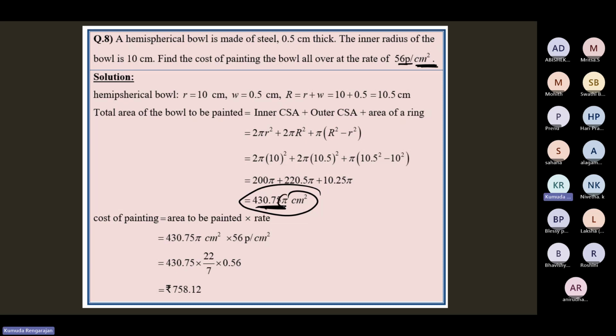Don't forget the pi, children. Here you can see the pi. So whatever is this one here, 430.75 pi into 56 paise. So 430.75 into pi, this pi is 22/7, into 56 paise is how many rupees? 0.56.